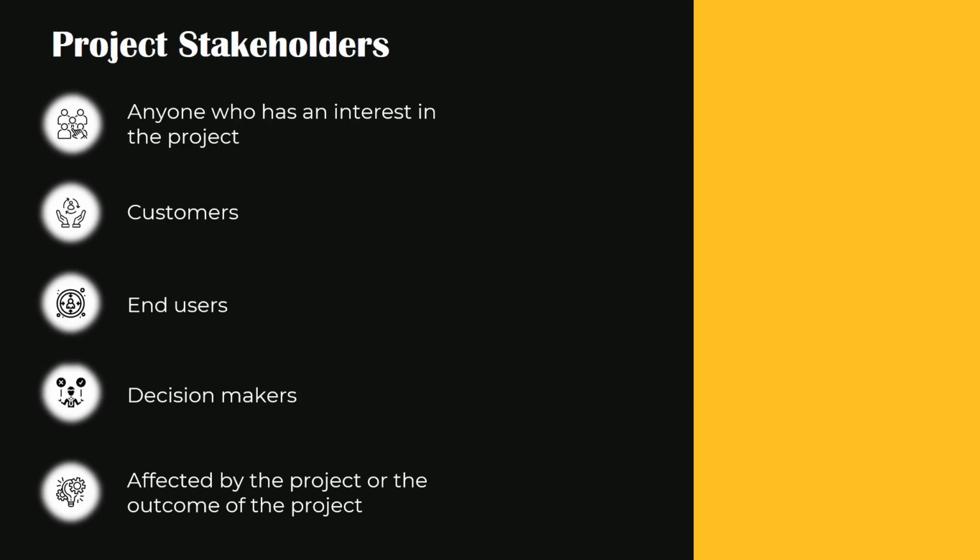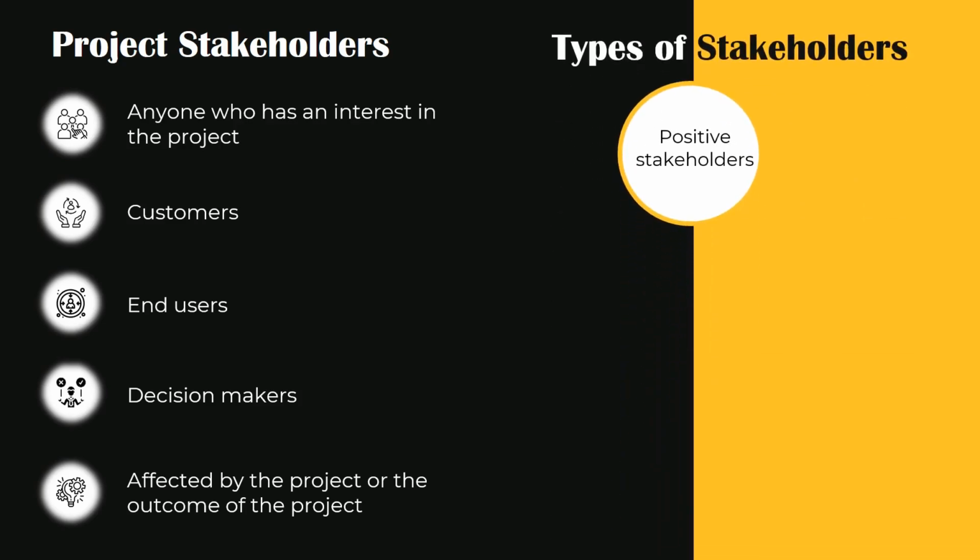A stakeholder is anyone who has an interest in a project. This could be the customer, the end user, decision makers, or any other party that is affected by the outcome of the project. There are different types of stakeholders. Positive stakeholders: somebody that has a real interest in your project and wants it to succeed. They are likely to be willing to help.